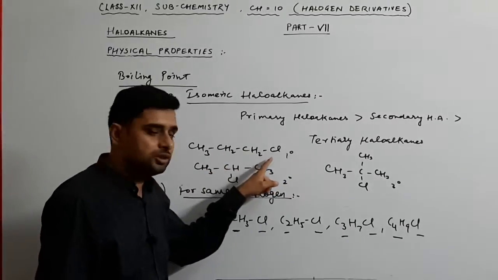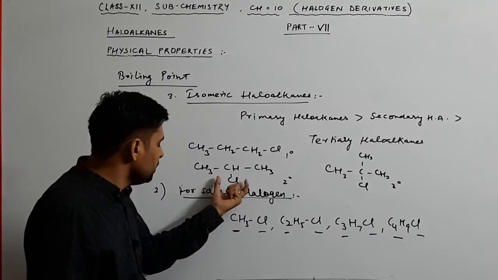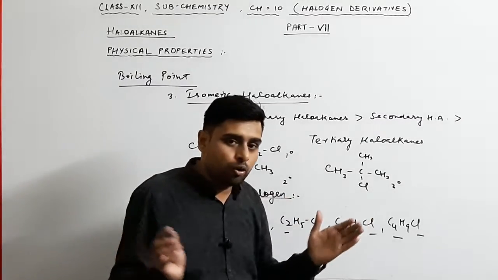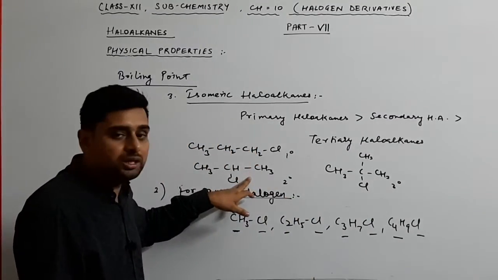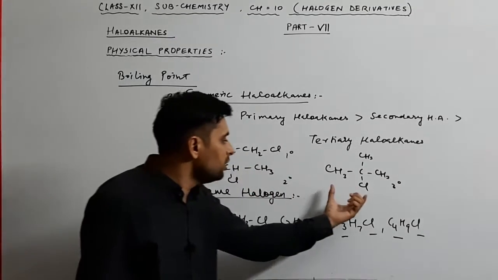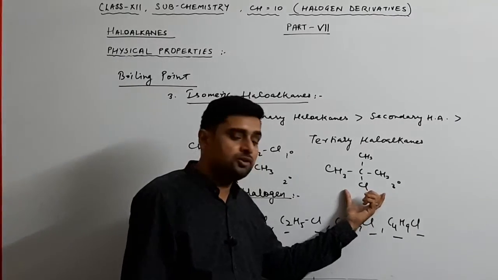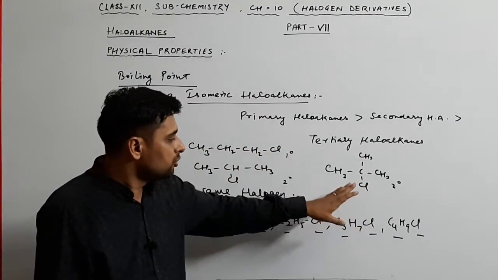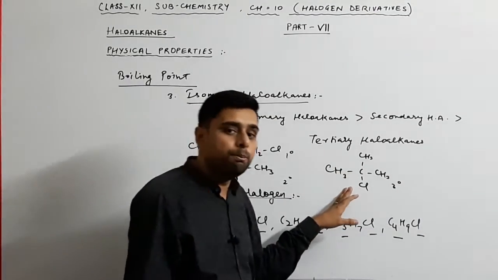In 1 degree, no compactness occurs. The van der Waals forces are more, then the boiling point is more. But in 2 degree, the compound is slightly compact. Their surface area is less than the 1 degree compound. And in 3 degree, the molecule is more compact and the surface area is very much less. The van der Waals force of attraction also decreases. So the boiling point in tertiary haloalkanes will be minimum.